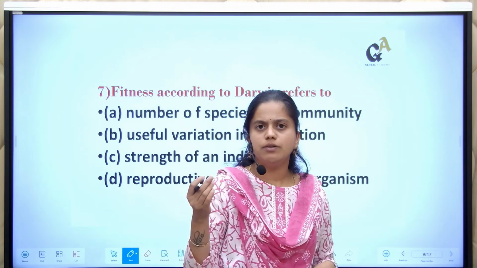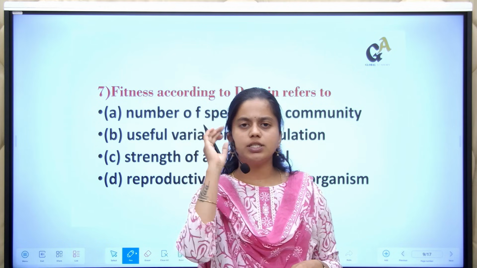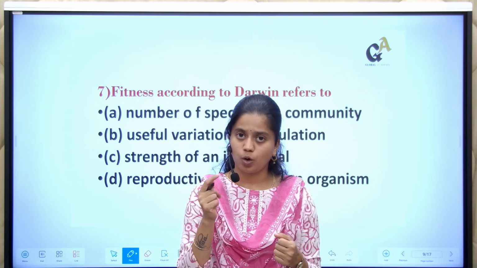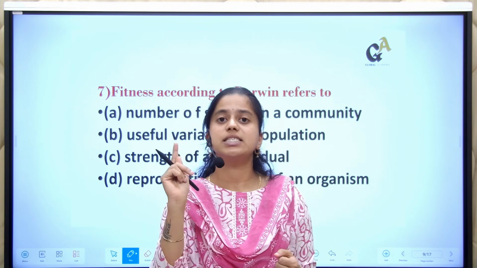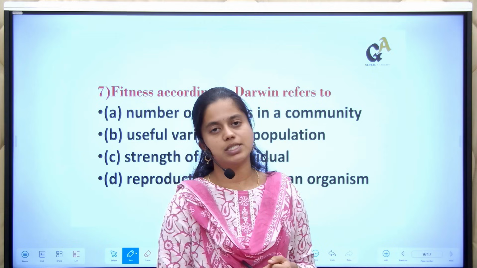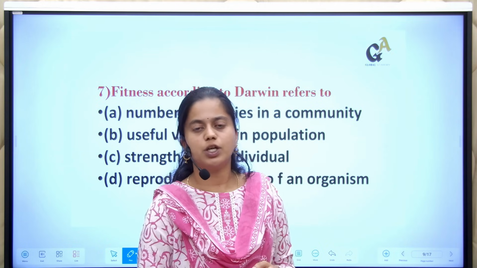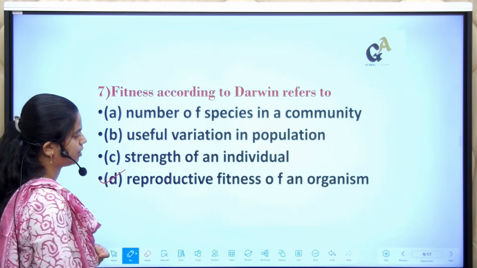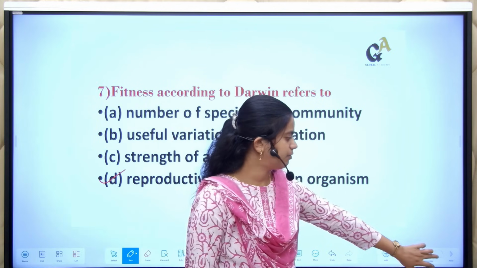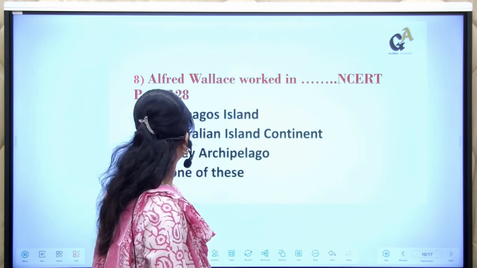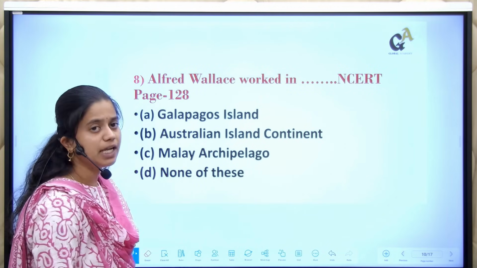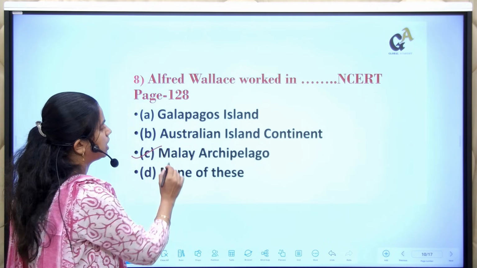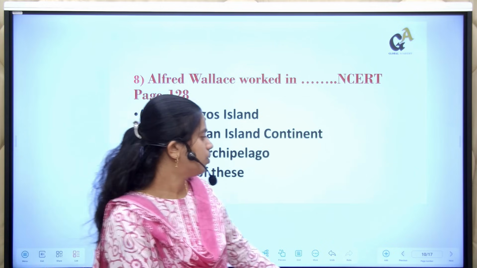See, we will say one individual is completely fit, or totally fine, when he not only has physical enhancement, but is also reproductively capable of producing young ones. Then only we will say that this particular organism is fit. So, according to Darwin, the reproductive fitness of an organism makes it the fittest one. Next, Alfred Wallace worked in, where did this Alfred Wallace work? See, option C. He worked in the Malay Archipelago.